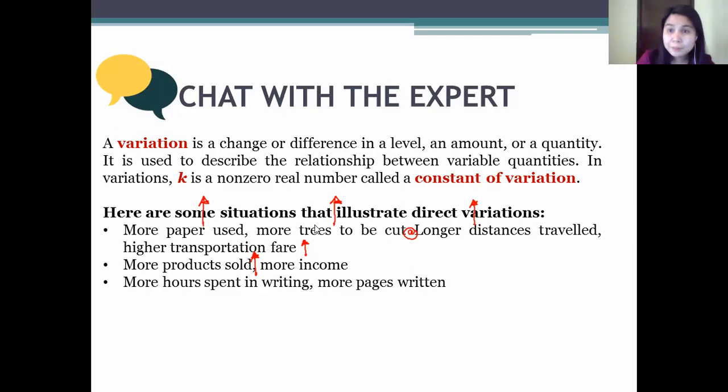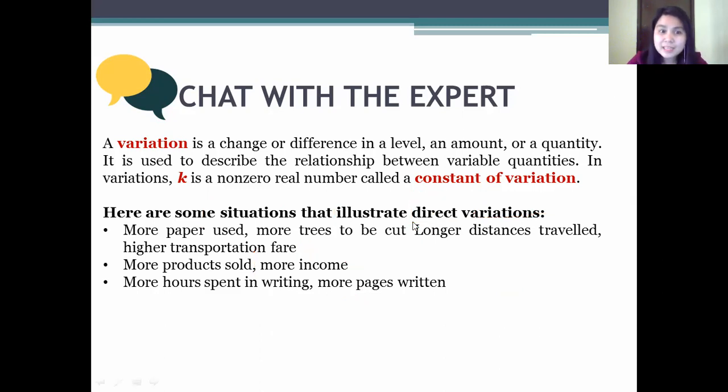Again, the more products you sell, the more income you will have. Another, the more hours you spend in writing, then you'll have more pages written. Or let's go back to our venture activity. The fewer papers that you will use, then the lesser air pollution or paper pollution you'll have. Or less vehicles, then less chances for air pollution. That is how we describe direct variations.